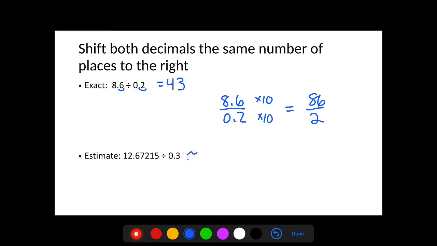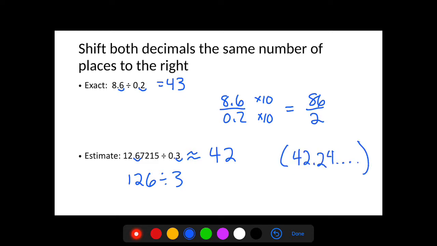Down here, I can do an estimate, so get an approximate value, and I have a hard time dividing by 0.3 and an easier time dividing by 3, so again, I'll move it one place to the right. This strategy works if you move it 2 places to the right, 3 places to the right, as long as you treat both numbers the same. So to make this computation easier in my head, I'm going to think about this as about 126 divided by 3, which is just going to give me 42. If I were to do this on a calculator, it's 42.24 and more digits there, so not a bad estimate.